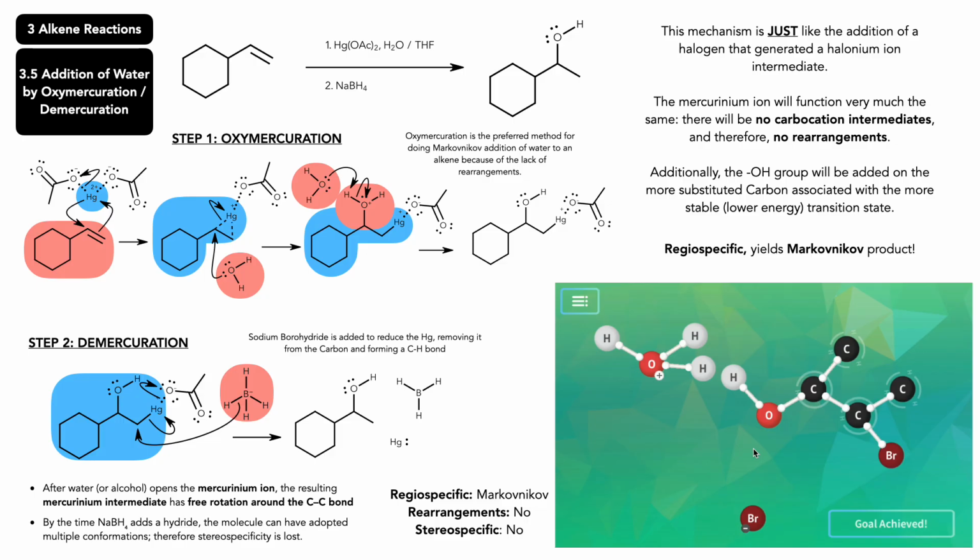The key takeaways of this are that it is regiospecific, follows Markovnikov's rule, no rearrangements occur, and it is not stereospecific because the rotation that is possible about the sigma bond between steps 1 and 2 breaks stereochemical control.